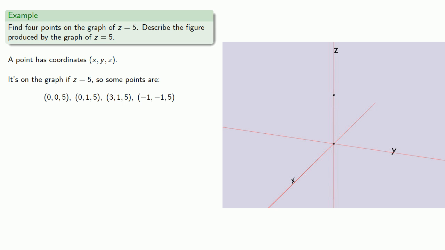(0, 1, 5), that's don't go anywhere along the x-axis, go 1 unit along y and 5 units straight up. (3, 1, 5), that's 3 along x, 1 parallel to y, and 5 units vertically. (-1, -1, 5), that's -1 in x, -1 in y, and 5 vertical.